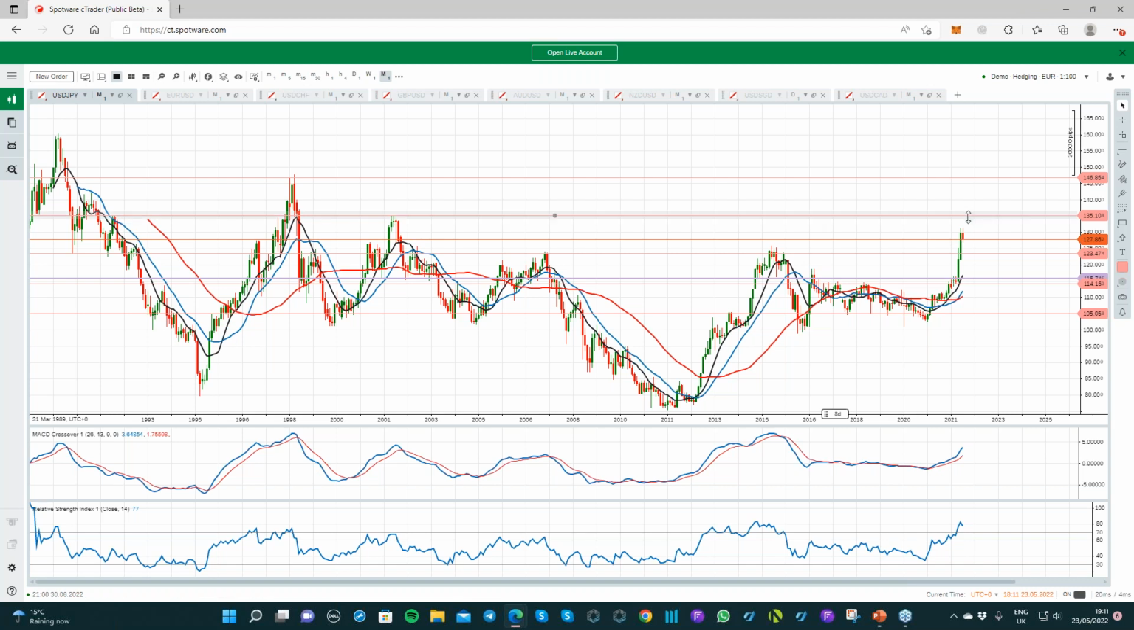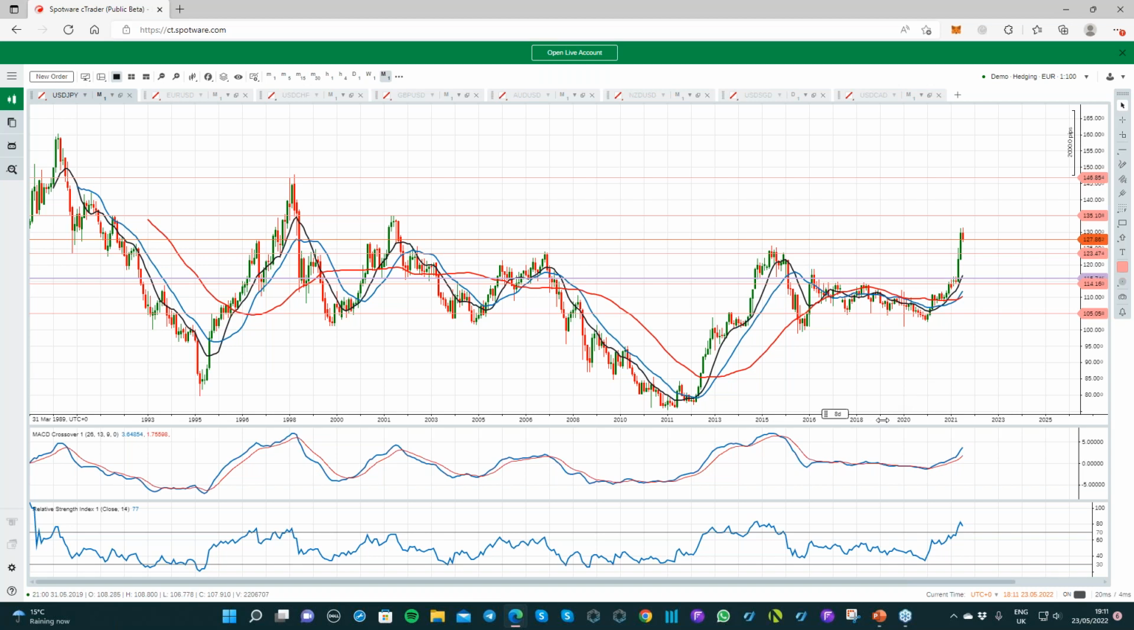That is a potential level of resistance that I need to bear in mind. Above that, it's all the way back here to 1998, this previous high here. That's looking quite far into the future. So those are my most important levels based on the monthly time frame.